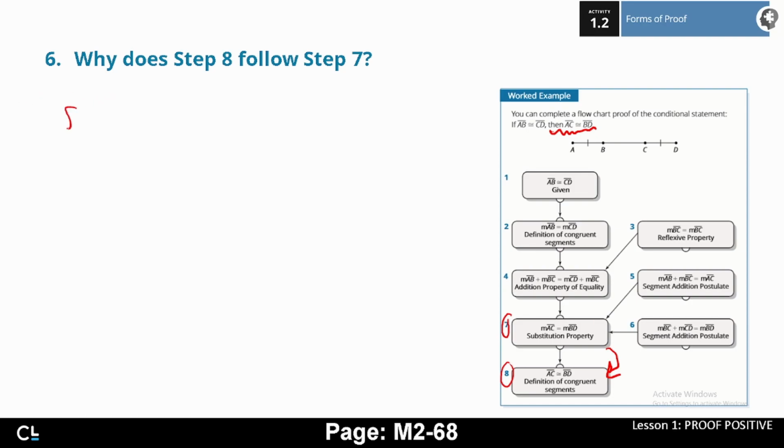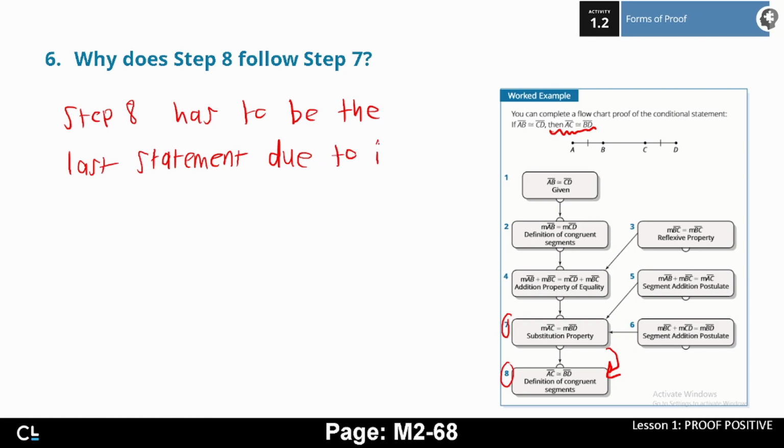So step 8 has to be the last statement due to it being what we want it to prove. There we go. So it has to be the last one because that's what we want it to prove. So it needs to come all the way at the end. Awesome, awesome, awesome. Moving forward.